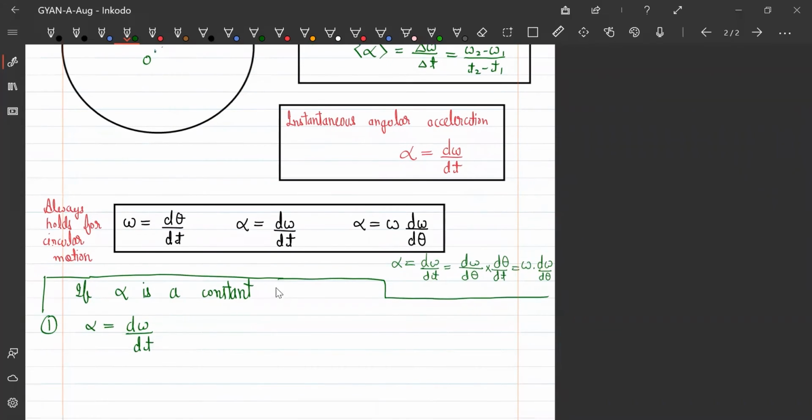Let us say हमारा motion rest से start हो रहा है और if alpha is a constant and at t is equal to 0, जब time 0 है तो theta की value theta naught है and omega की value omega naught. That is your initial angular velocity and initial angular position. So alpha is equal to d omega by dt. इसको ऐसे लिख सकते हैं d omega is equal to alpha dt. इसको integrate कर सकते हैं.